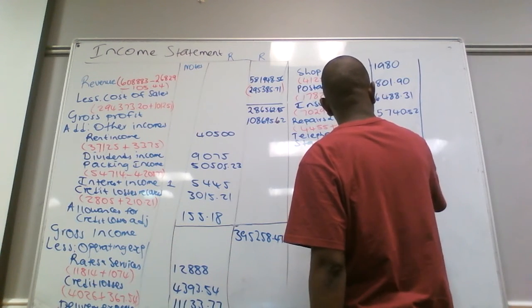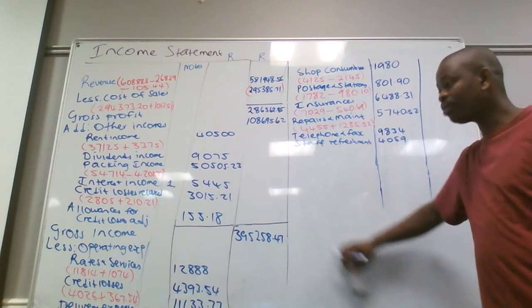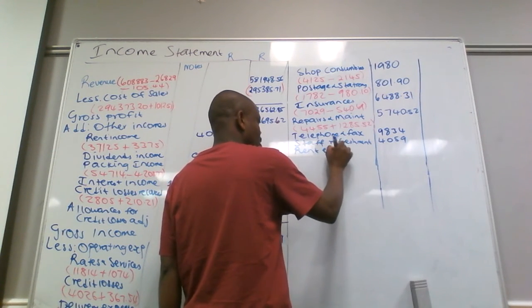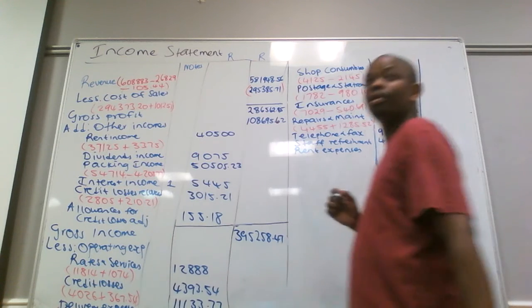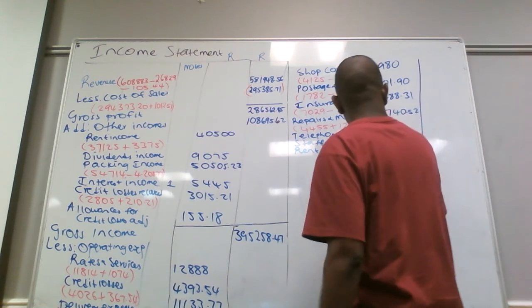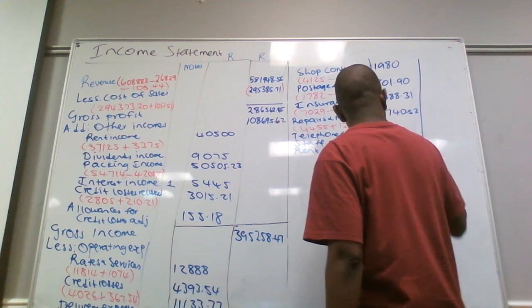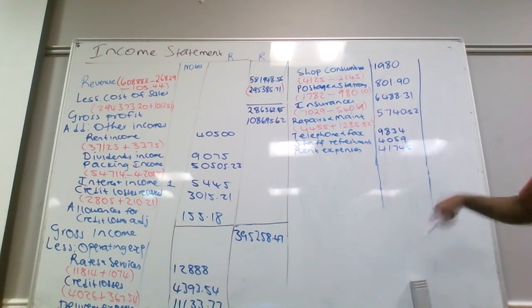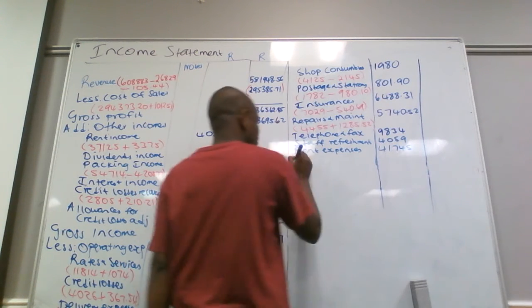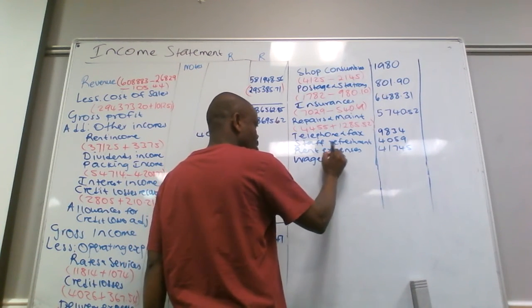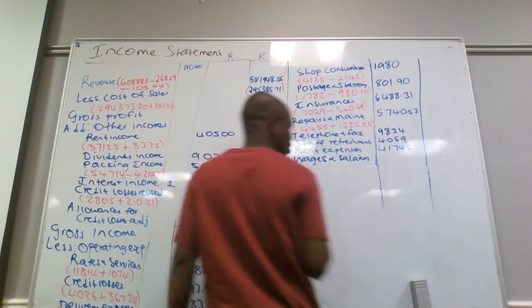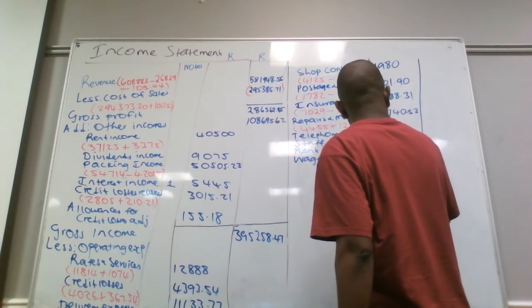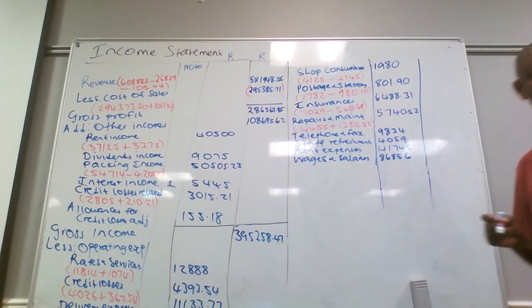$4059. No adjustment. Thank you. Rent expense: 41745. No adjustment. Wages and salaries: $86,856. No adjustment.